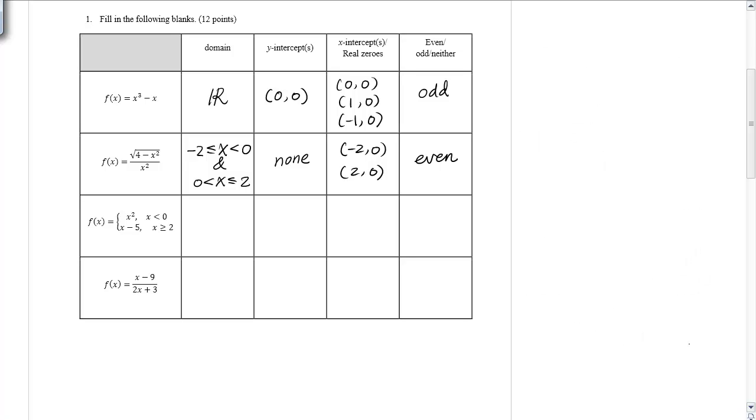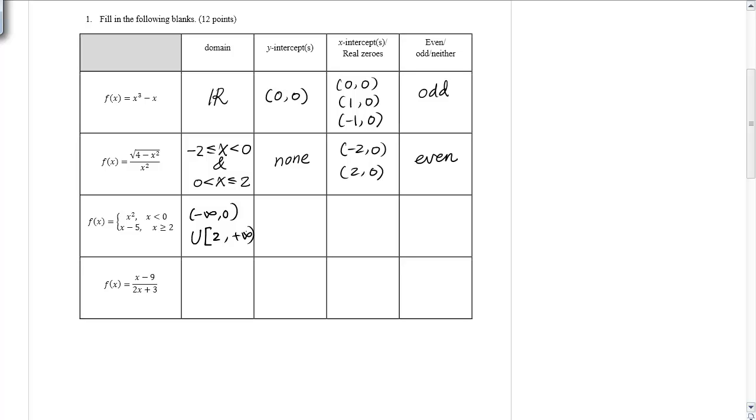The next function is a piecewise function. It equals x squared when x is smaller than 0, and x minus 5 when x is bigger than or equal to 2. So as you can see, the function is only defined for intervals where x is smaller than 0 or bigger than or equal to 2, and that is the domain of this function. You can simply copy that, or you can write it this way, with the union symbol, which means the same thing. Okay, so that's the domain.